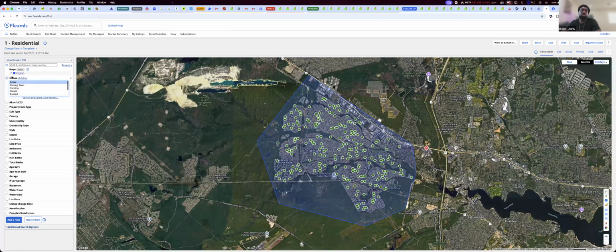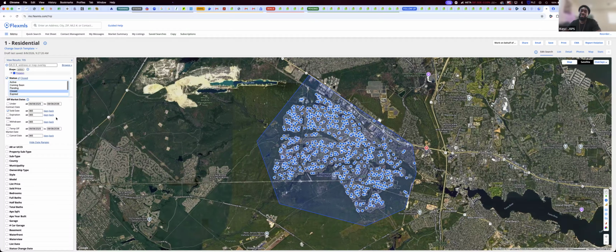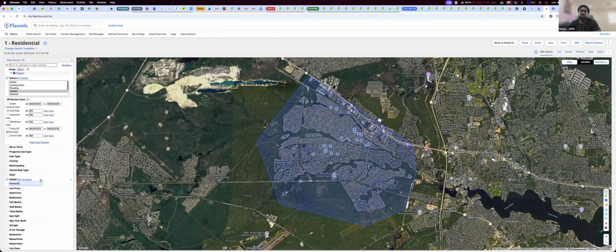We're going to go to closed status. I want to see everything that's sold in the last 6 to 12 months, and right now it's set up for the last 12 months. The model I'm specifically dealing with today is the Sarasota model. In the last 12 months, there have been 20 Sarasota models that have sold.